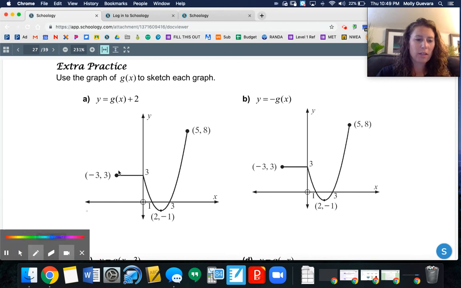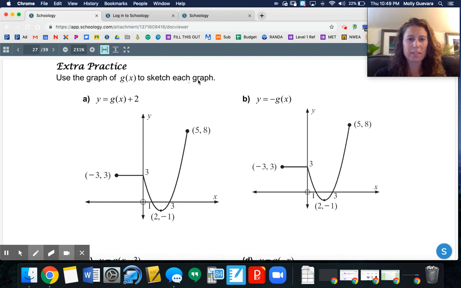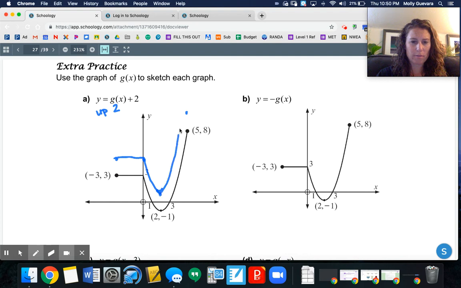So what we have going on here is it says use the graph of g of x to sketch each graph. So here, this original graph is g of x. The problem tells me that I'm doing something, right? In this case, I have g of x plus 2. Well, since this plus 2 is outside of the function, this just tells me that I go up 2. So I'm just going to estimate, right? So then every single point I have is going to move up 2. And then we just draw it.